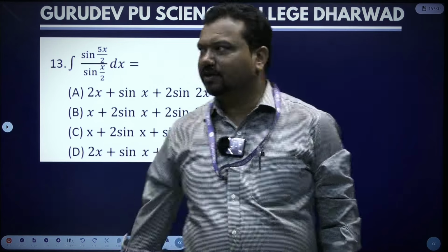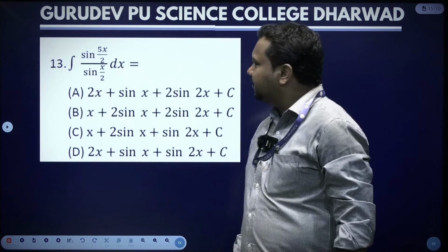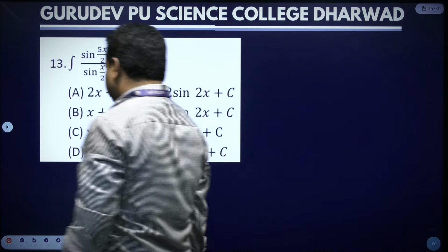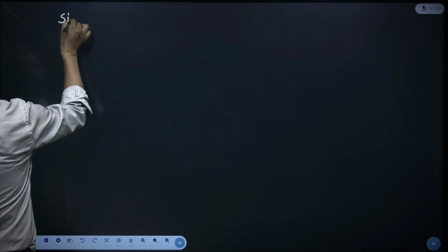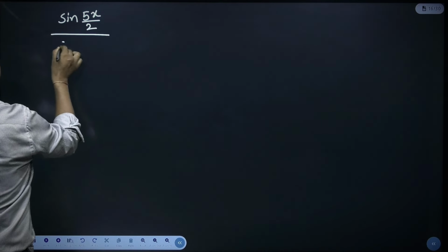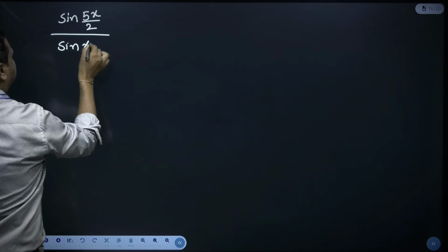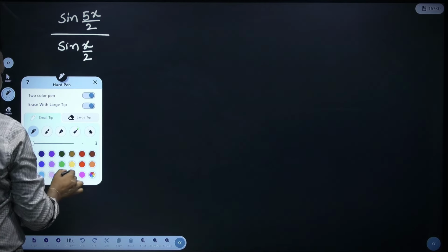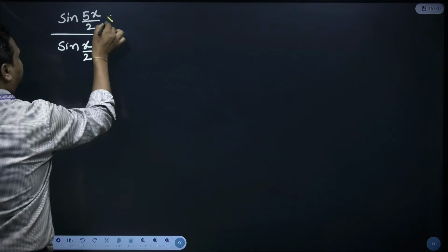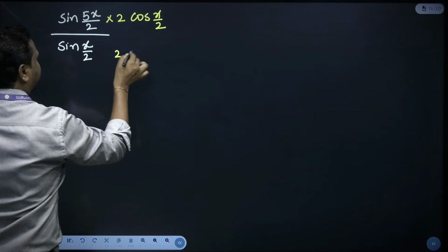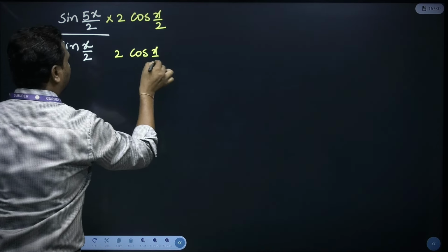So, let's begin with the 13th question. Integration of sin 5x by 2 divided by sin x by 2 dx is the question. To solve this, let me consider sin 5x by 2 divided by sin x by 2. For this function, I will multiply the numerator and denominator by 2 cos x by 2.